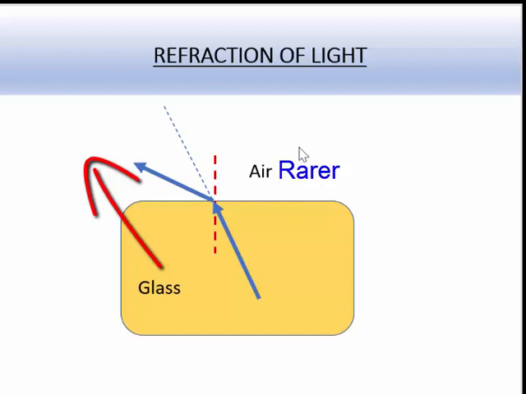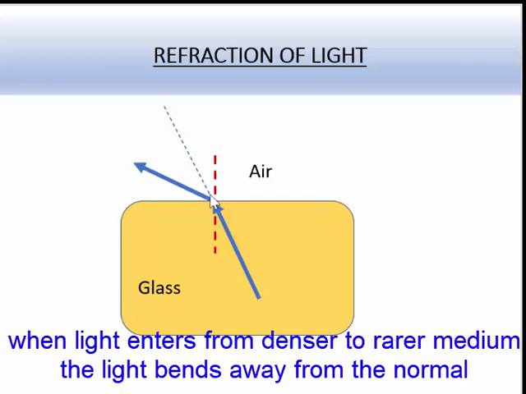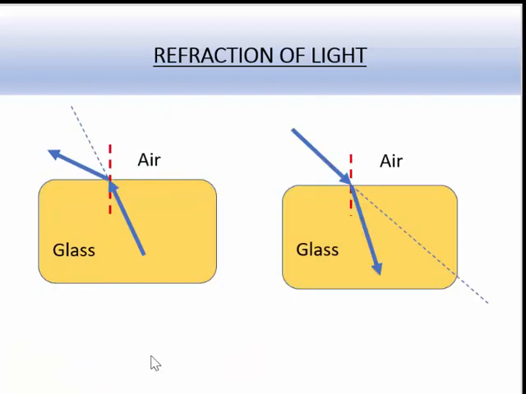So what will happen? As it encounters the medium of air, the light is going to be bending away from the normal. Now which is the normal? This red dotted line that I have shown here is the normal. So whenever the light enters from a denser medium to a rarer medium, the light always bends away from the normal. You can understand or try to remember it like this: whenever the light comes into a rarer medium, the light is free. So it will always bend away from the normal.